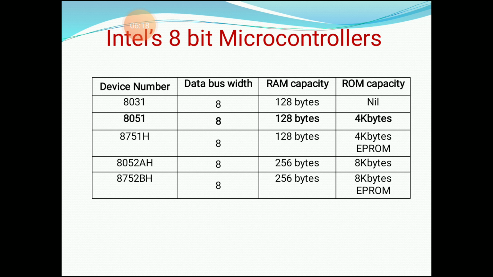In the 8052AH family, the data bus is 8-bit, with 128 bytes of RAM memory and 8 KB ROM memory. And the 8752BH is an 8-bit microcontroller. The RAM capacity increases to 256 bytes and it has 8 KB ROM memory.